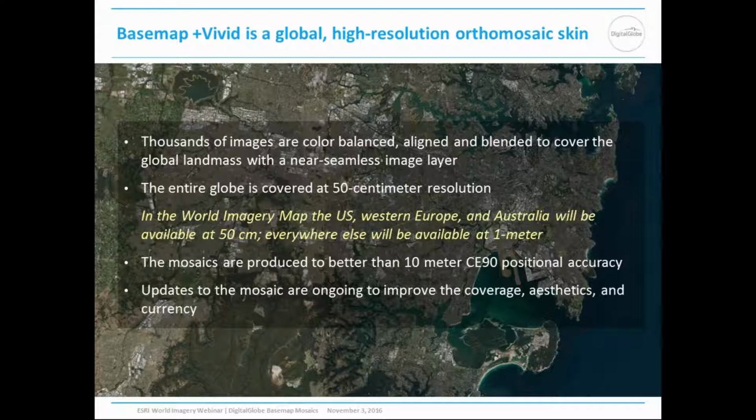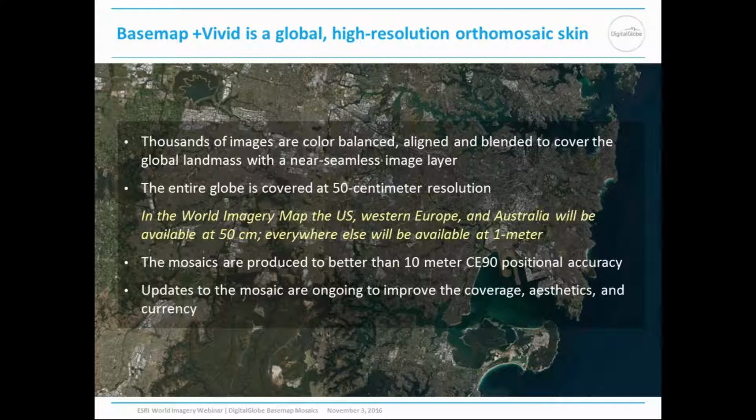Basemap plus Vivid is our high-resolution global image mosaic, which means we've color balanced, aligned, and merged hundreds of thousands of our satellite images, leveraging the full extent of our archive to create a consistent image layer over the global landmass. The mosaic is produced at 50 centimeter resolution globally and to a positional accuracy of better than 10 meters CE90, or circular error with 90% confidence.